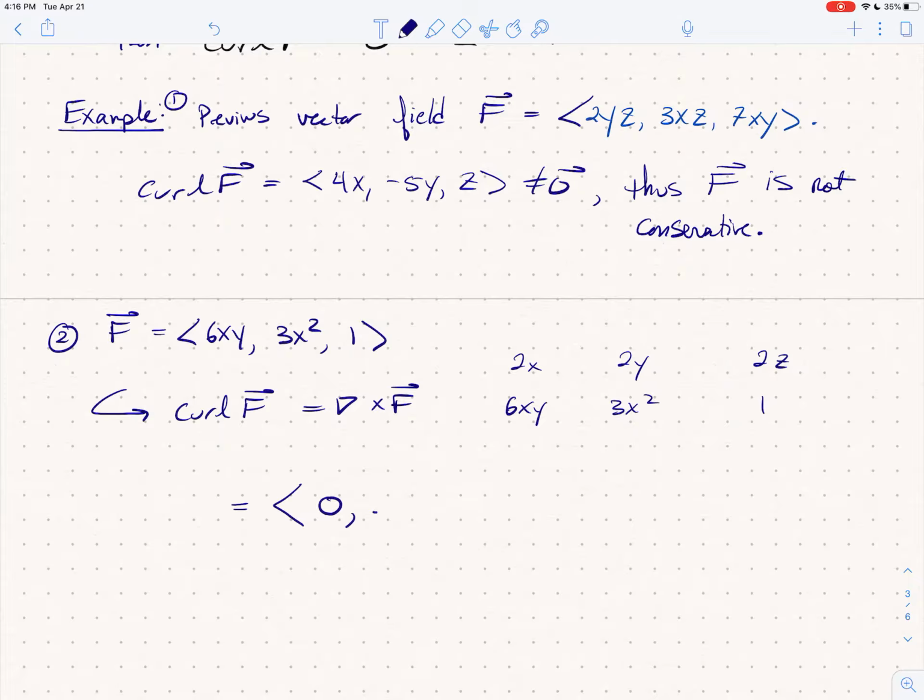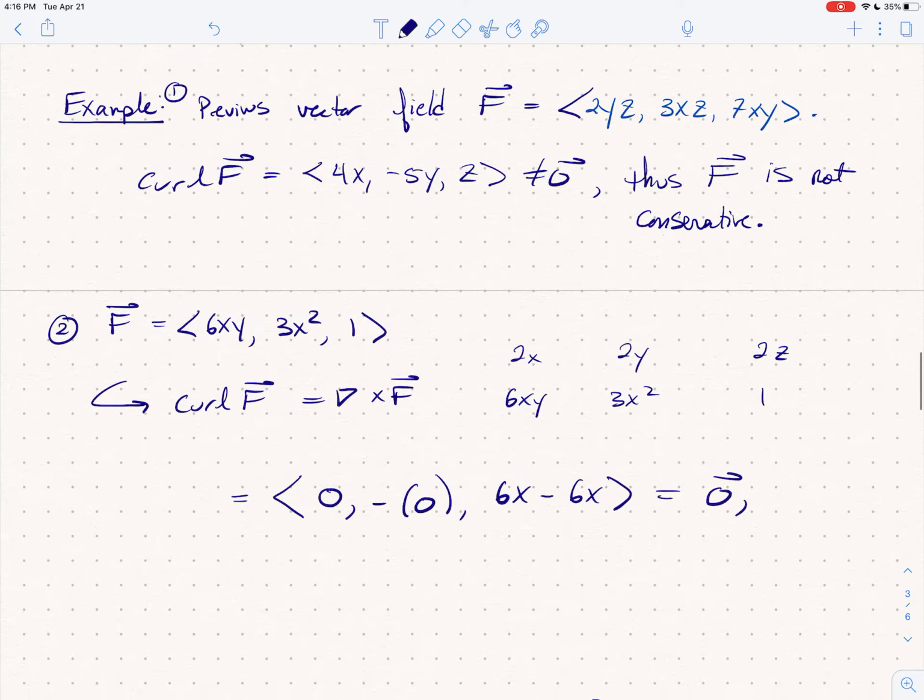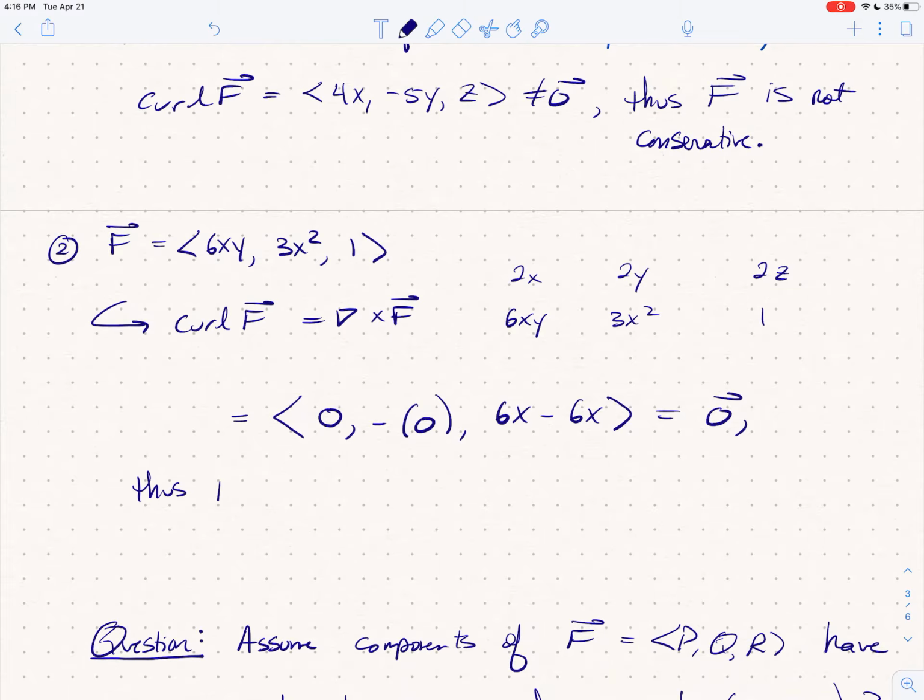So the first component was 0. Then I get minus, and I get partial x of 1, which is 0, minus partial z of this guy, which is 0. So minus 0, I can handle that. And then finally, I get partial x of this guy, which is 6x, subtract partial y of this guy, which is also 6x. And so the curl is the 0 vector. And so we can say, thus, our vector field F is indeed conservative.